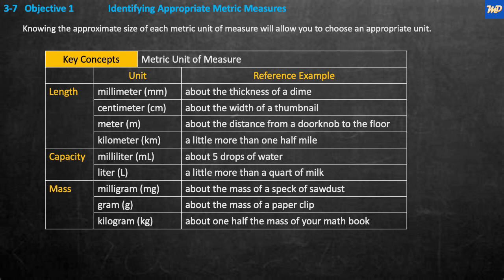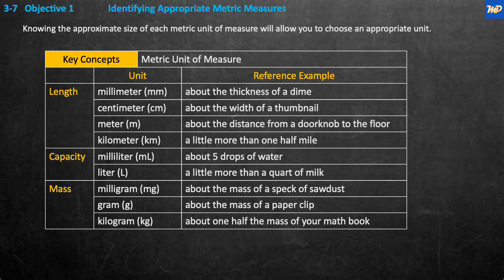Length. What are the length units in the metric system? A millimeter is about the thickness of a dime. A centimeter is about the width of a thumbnail. A meter is about the distance from the doorknob to the floor. A kilometer is a little more than half a mile. Okay, that's length. Now for capacity, that's the ability to hold something, right? A milliliter, they measure in liters now, is about 5 drops of water. A liter is a little more than a quart.